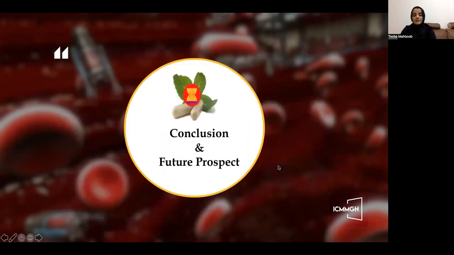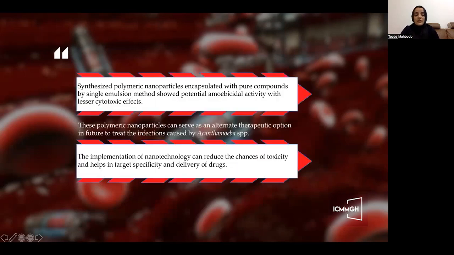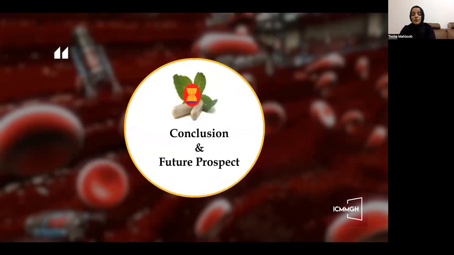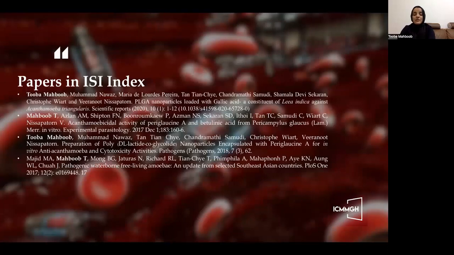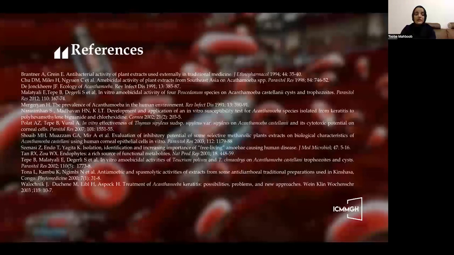Moving towards the conclusion, we can see that the synthesized novel polymeric nanoparticles showed potential amoebicidal activity with lesser side effects or cytotoxic effect. These polymeric nanoparticles can serve as an alternative therapeutic option in the future to treat infections caused by Acanthamoeba species. The implementation of nanotechnology can reduce the chances of toxicity and also helps in target specificity and delivery of the drugs. Here are the papers which have been published from the same study and the references of my studies.